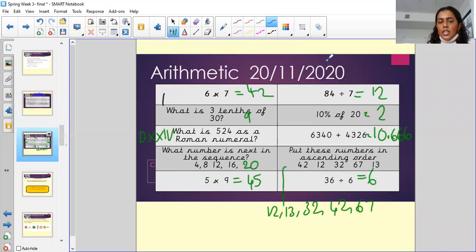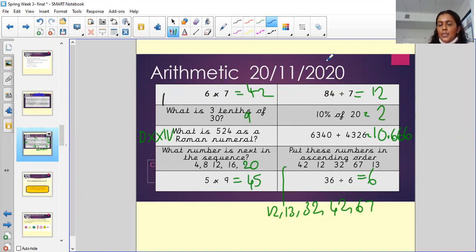Okay, so here are the answers which I will go through. Number 1, 6 times 7 equals 42. Number 2, what is 3/10 of 30? It equals 9. What is 524 as a Roman numeral? Number 3 is DXXIV. Number 4, what number is next in this sequence? The next number is 20, and it's going up in 4s. Number 5, 5 times 9 equals 45.